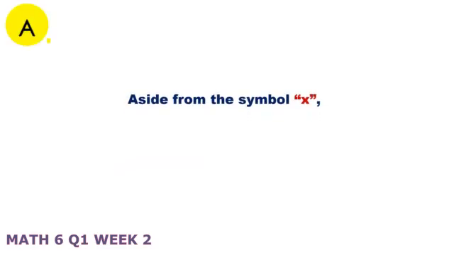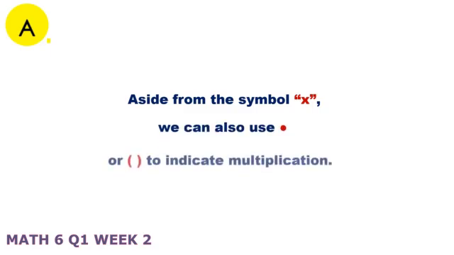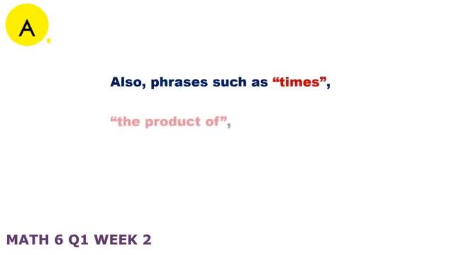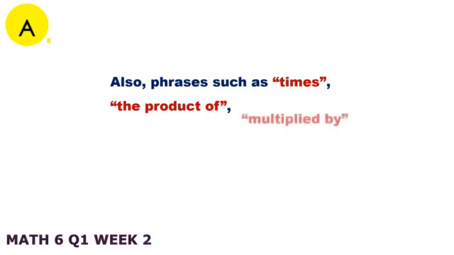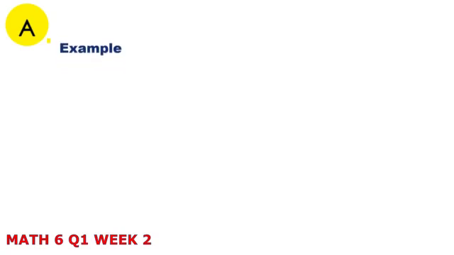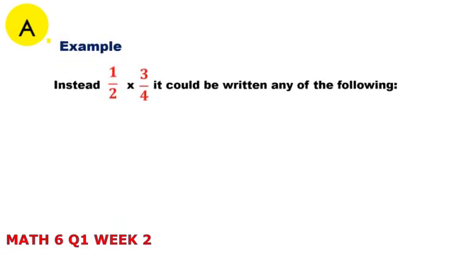Aside from the symbol X, we can also use period or parenthesis to indicate multiplication. Also phrases such as times, the product of, multiplied by, and of can be used too in multiplication. Example, instead of 1/2 times 3/4, it could be written any of the following.